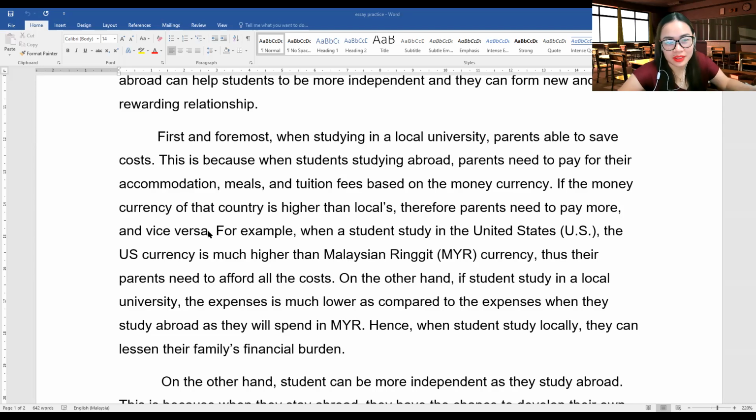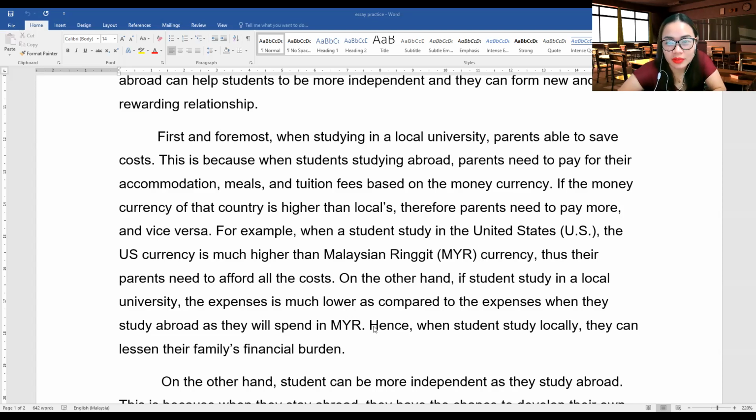And then the example. For example, when a student studies in the US, they have to pay USD. If you study in Malaysia, they pay in Malaysian ringgit, right? So I think the explanation is very nice. The example supports the explanation because the elaboration talks about currency, so the example talks about currency as well.